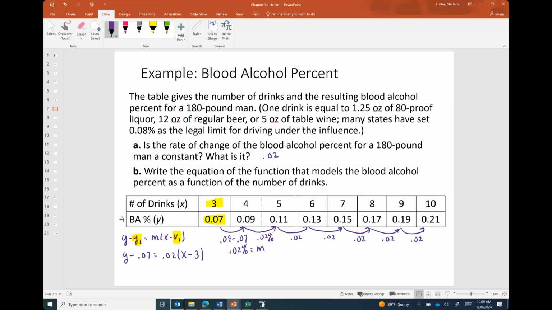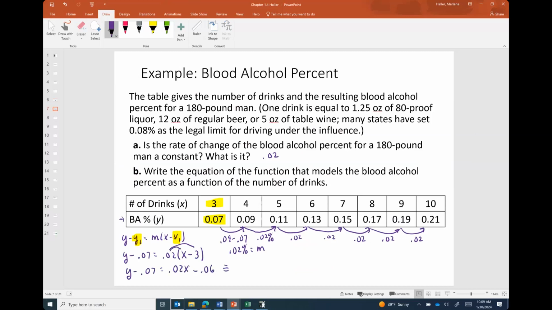Again, it's not very valuable as a model. We'll probably want to solve for y here, so we have a model in slope-intercept form that tells us our rate of change and our initial value. To solve for y, we'll distribute that 0.02, and we'll have y minus 0.07 is equal to 0.02x minus 0.02 times 3, that's 0.06.